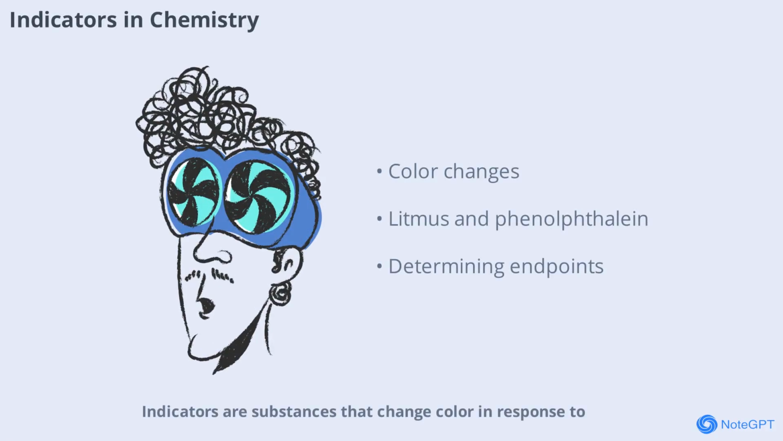Indicators are substances that change color in response to changes in pH or the presence of specific ions. They are essential in analytical chemistry, especially in titrations. Common indicators include litmus, phenolphthalein, and methyl orange. Each indicator works best within a certain pH range or for specific reactions. By observing the color change, you can determine the endpoint of a reaction, making indicators a valuable tool for accurate analysis.